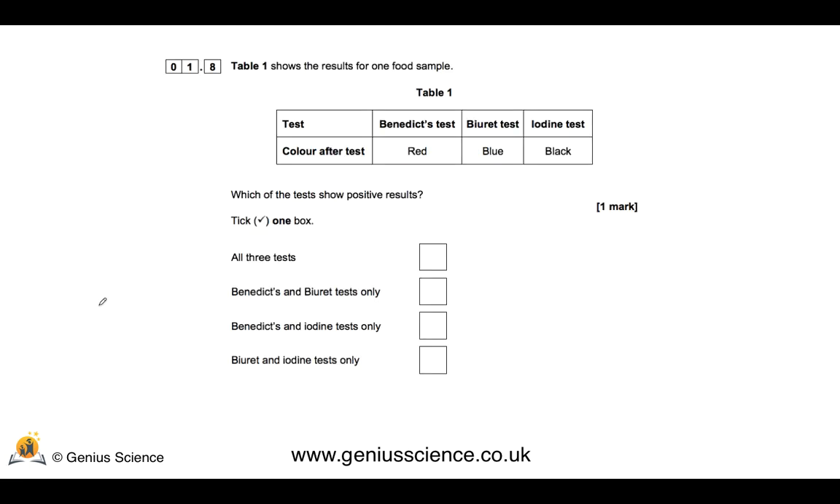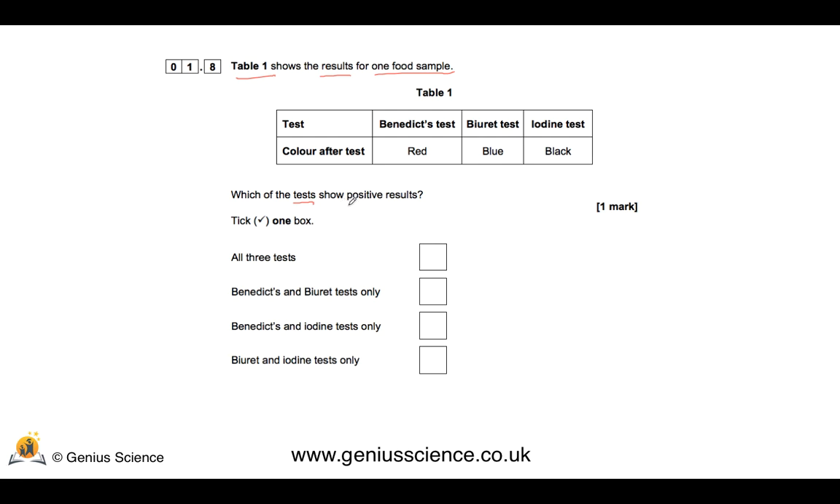We are now on question 1.8, and table 1 shows the results for one food sample. So a test has been carried out. Several tests have been carried out here. We can see the Benedict's test, Biuret test, and the iodine test have been carried out. And we've got the colours, so the results of those tests. So Benedict's solution has gone red, the Biuret solution has gone blue, and the iodine solution has gone black.